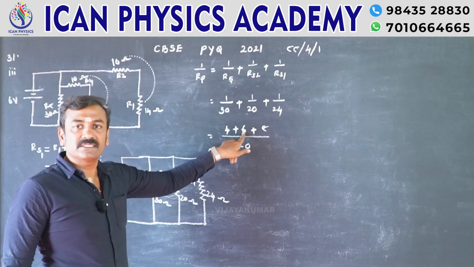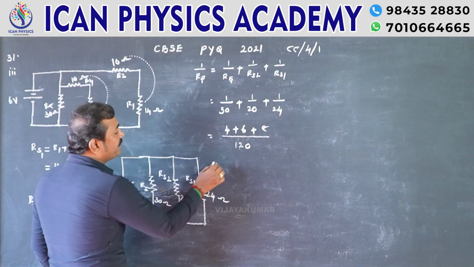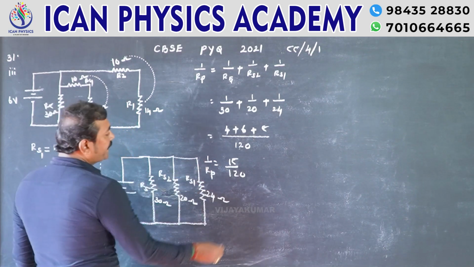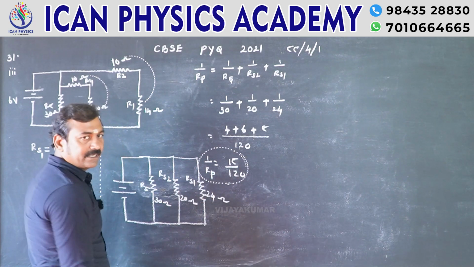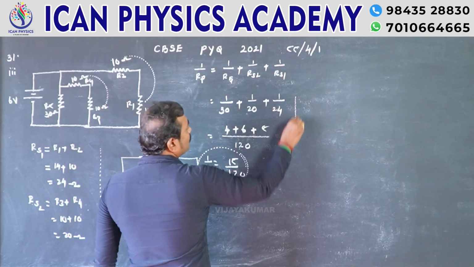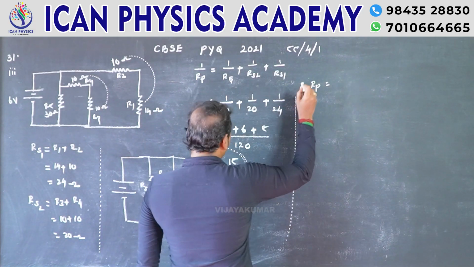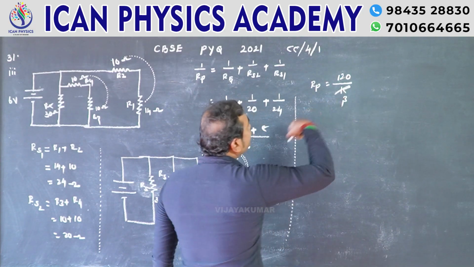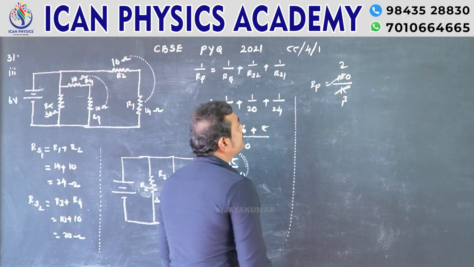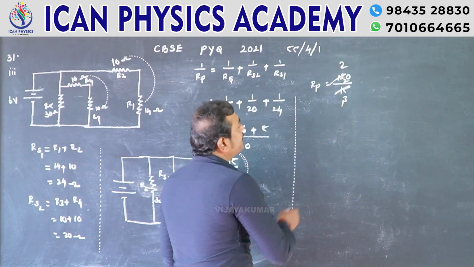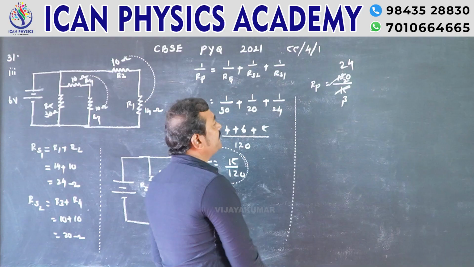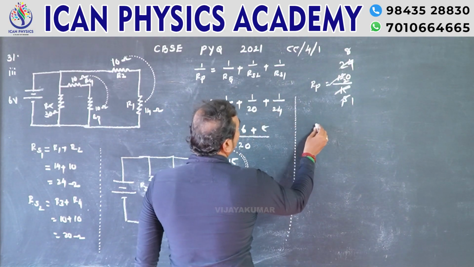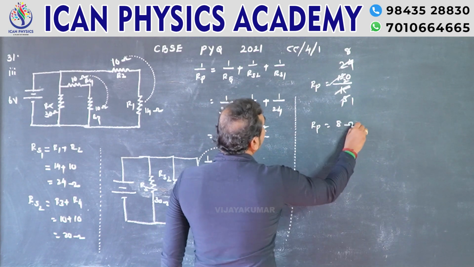So 4 plus 6, 10. 10 plus 5, 15. So 15 by 120 is 1 by Rp. Since Rp is in the denominator, take the reciprocal of the value. So Rp equals 120 by 15. 3 5s are 15, 8 5s are 40... dividing gives Rp equal to 8 ohm.